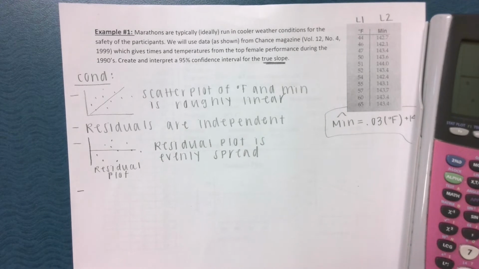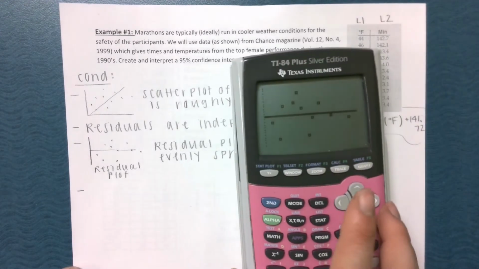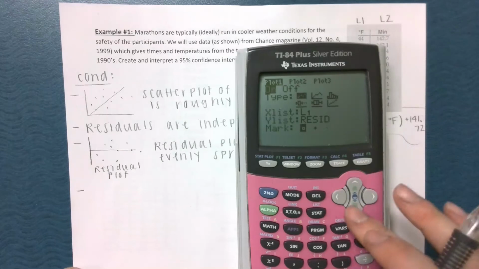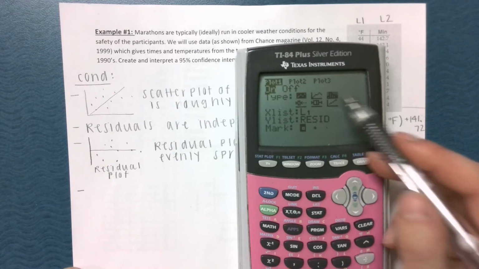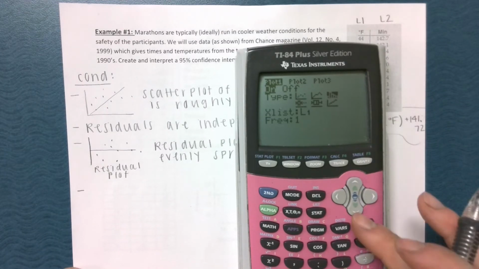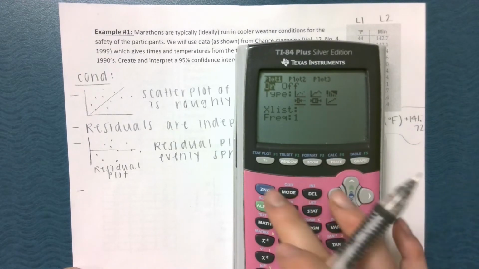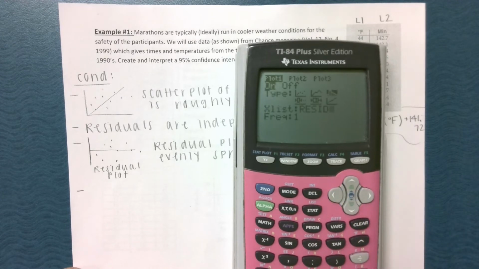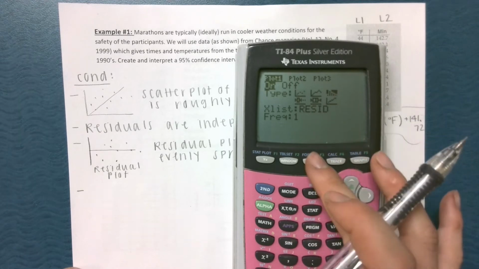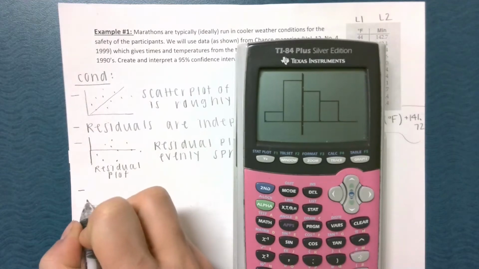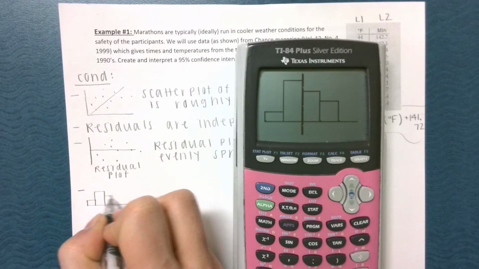And my last condition, I need to make sure that these residuals are nearly normal. So again, I'm going to make another graph here. I'm going to go to my stat plot. I'm going to start with making a histogram. So I'm going to change this to histogram here. But I want a histogram of the residuals. So instead of L1, I need to again change this to say residual. Once I have it changed to histogram and residual, I'm going to press zoom 9 and I'm going to sketch what we see.